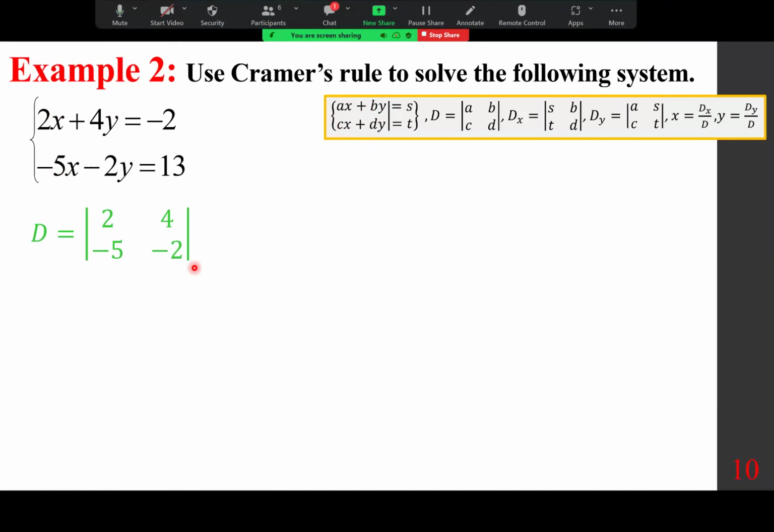So we go with the cross product, 2 times negative 2 minus 4 times negative 5, or negative 5 times 4. This gives us negative 4. This gives us positive 20. They add up to 16.